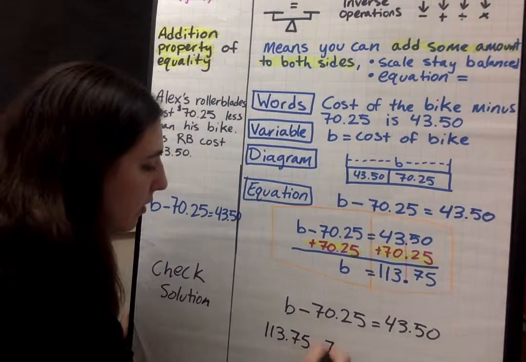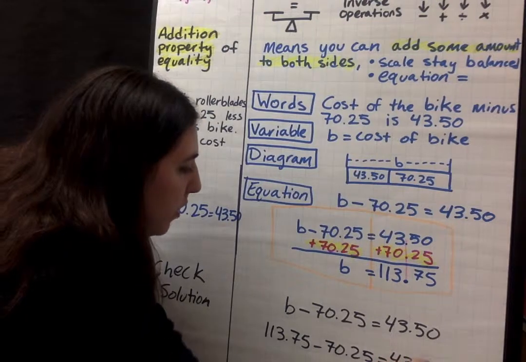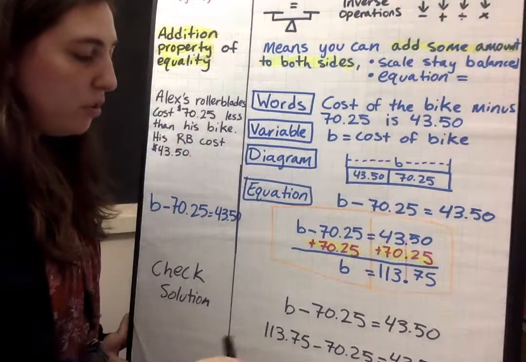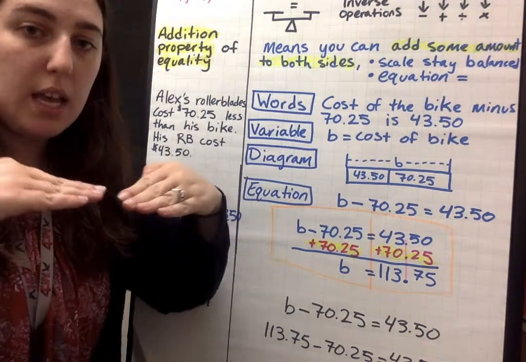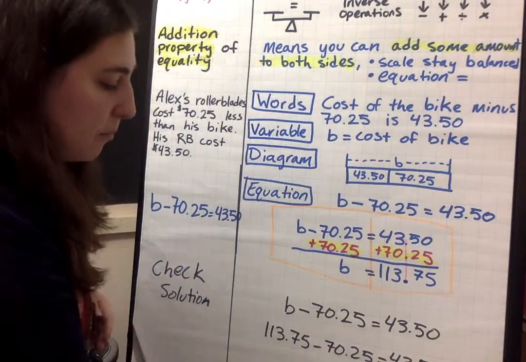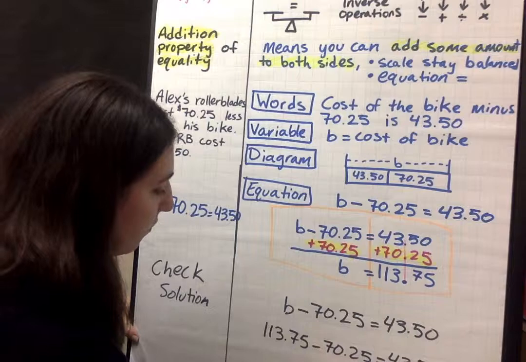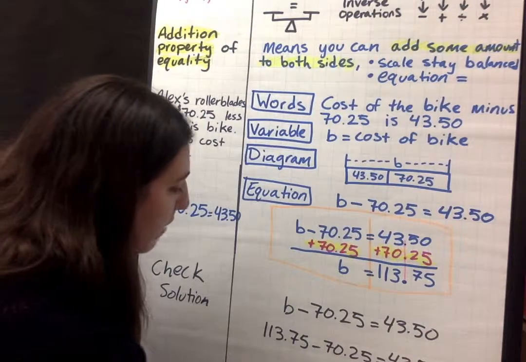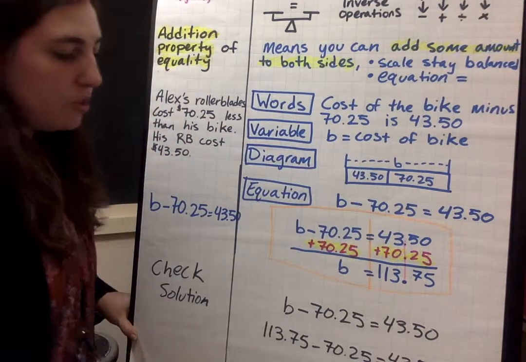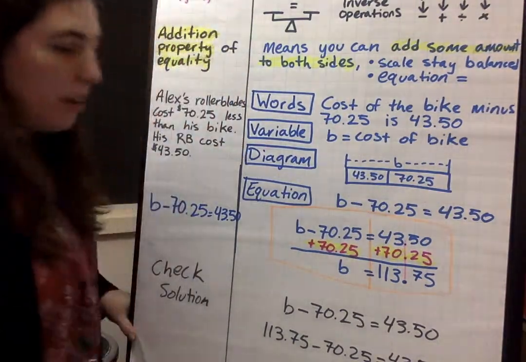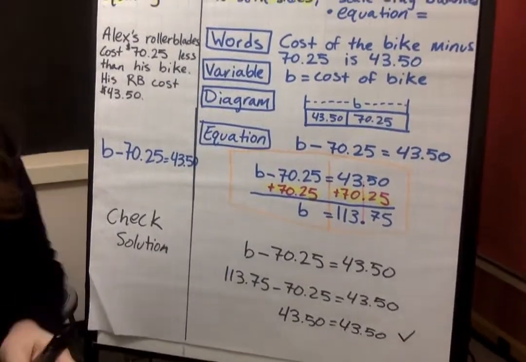Okay, I'm going to plug in the solution for my variable. 113.75 minus 70.25 equals 43.50. Now, if my solution is correct, I should get the same thing on both sides of the equation, because remember, an equation is balanced. Okay, and if I use my calculator, do the calculations, I'm going to get 43.5 equals 43.5. So my equation is balanced. This is correct.